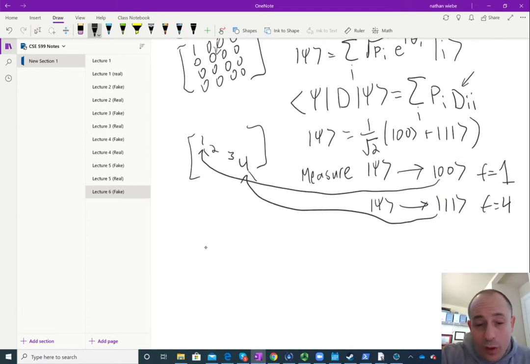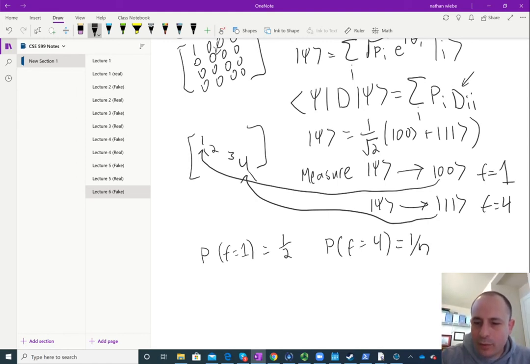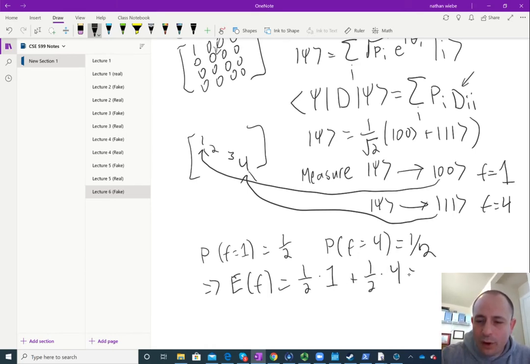Now, if I repeat this, the probability that f equals 1 is, well, 1/2. The probability that f equals 4 is 1/2. And therefore, the expected value of f is 1/2 times 1 plus 1/2 times 4 equals 2.5. Okay, so that's how we would find out the expected value of this function if we classically knew this diagonal over here based on all of these individual outcomes.